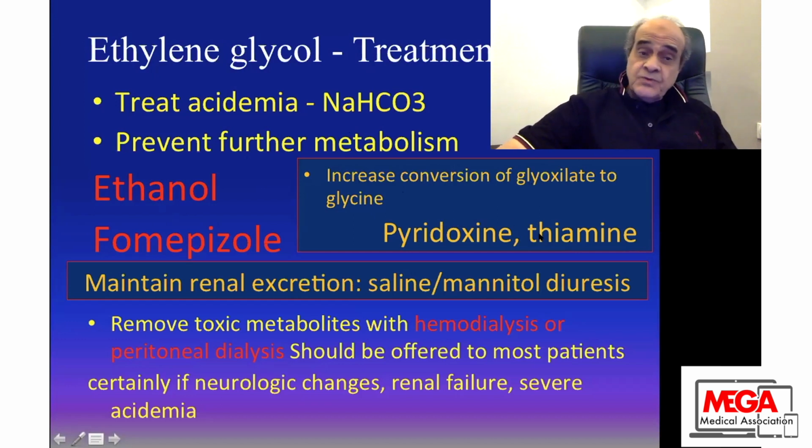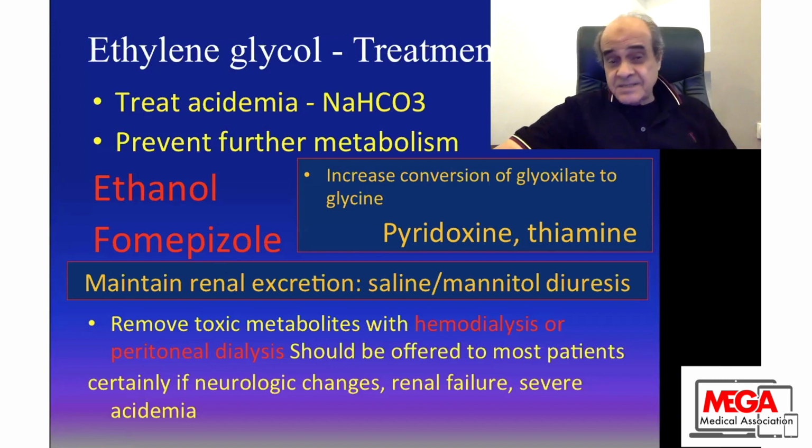If the renal function is good, you can maintain the renal function and use forced diuresis if the patient is euvolemic or hypervolemic. Use saline, mannitol, and so on. But if the patient exhibits severe ethylene glycol toxicity and you are afraid of renal impairment, or there is CNS manifestation, you have to remove it through hemodialysis or continuous venous hemodialysis. Remove the toxic metabolites with hemodialysis or peritoneal dialysis; this should be offered to most patients, certainly if neurological changes, renal failure, or severe acidemia are found in your patient.